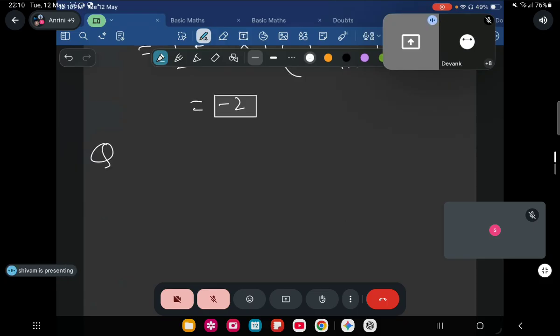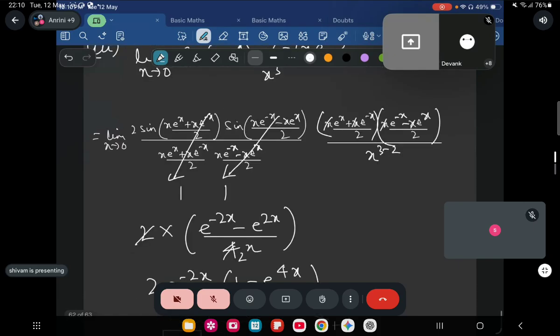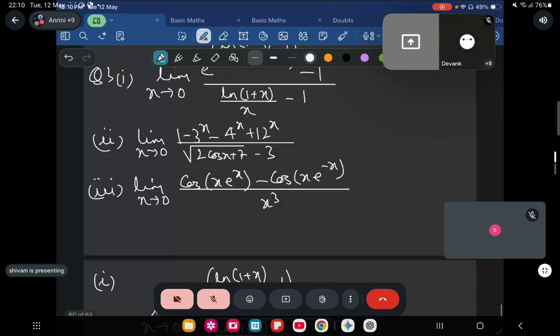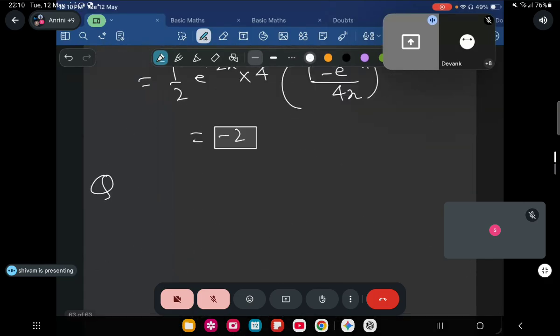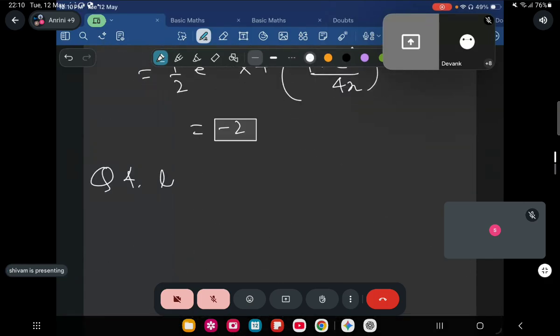Question number 4, part 1. Question number 4. Limit x tends to a, x to the power x minus a to the power a upon x minus a. Solve.